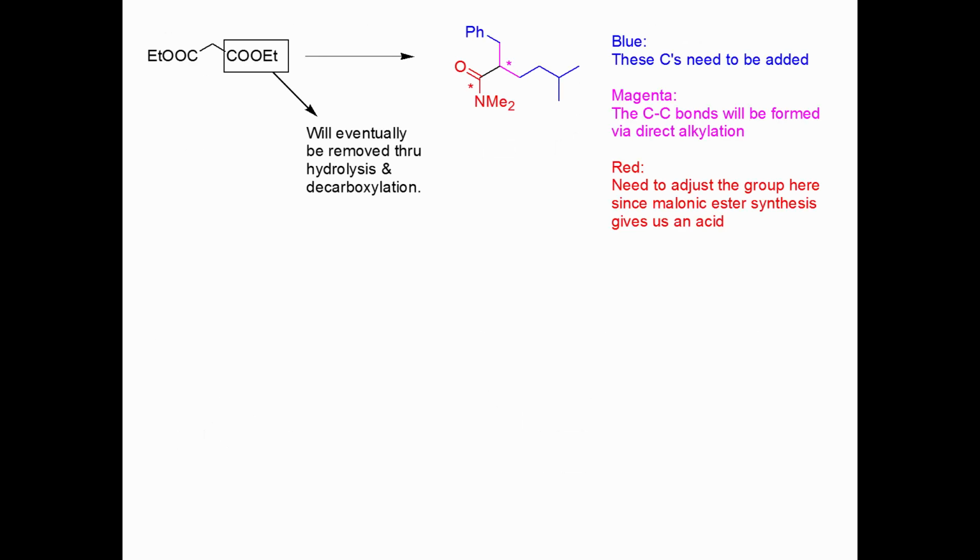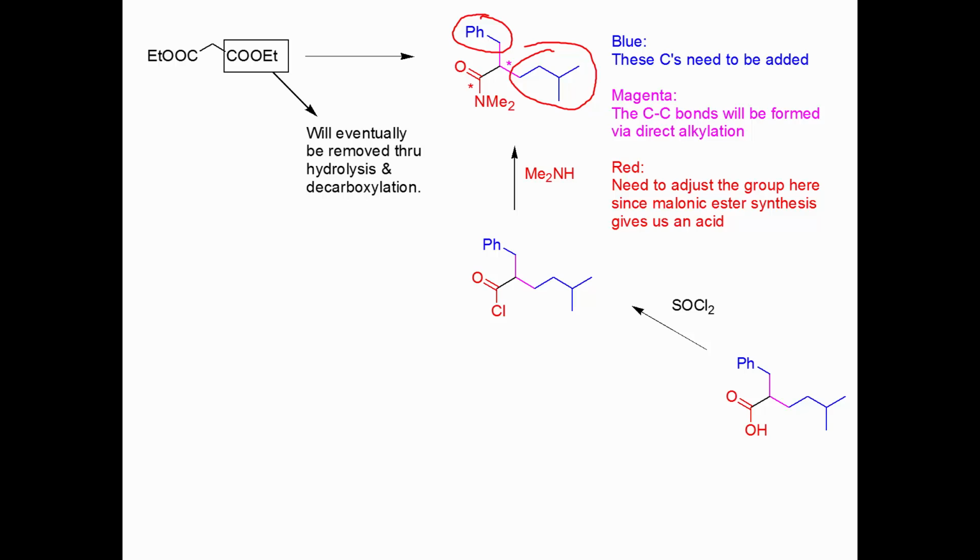All right, so let's look at this one. All right, so remember that that ester group is eventually going to be removed through hydrolysis and decarboxylation, and that only the asterisk carbons are coming from that starting material. The groups in blue, they're going to have to be added, and the red group, we're going to have to adjust since the malonic ester synthesis gives us the carboxylic acid. All right, so the groups we have here are a benzyl group and, I guess, an isopentyl group.